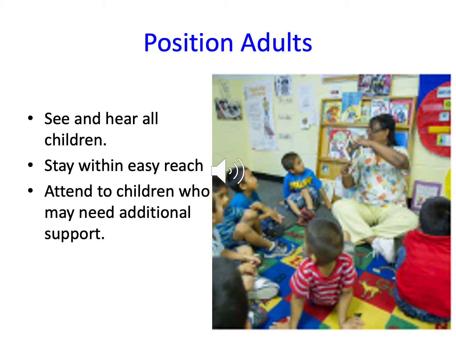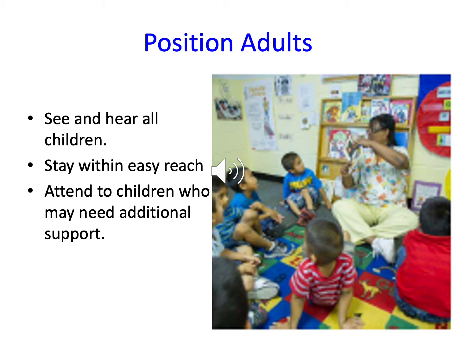Your second strategy in active supervision is the position of your adults. You want to make sure that you can see and hear all your children. You want to stay within easy reach, especially if you have children who exhibit challenging behaviors and you will have to intervene in a situation.